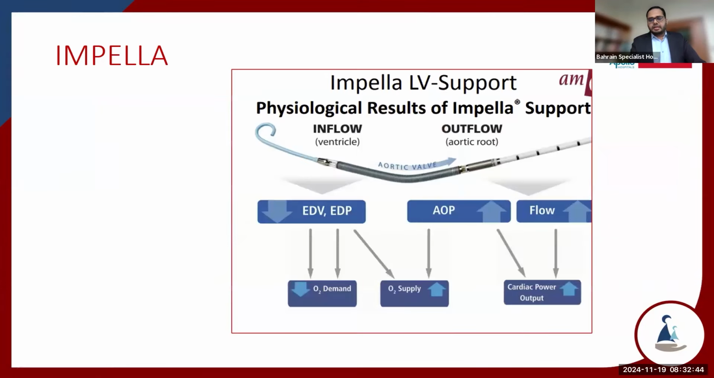Now, the physiological impact of the Impella is because of unloading the left ventricle, so it decreases the end diastolic volume of the left ventricle, it decreases the end diastolic pressure. And by doing this, it decreases the oxygen demand on the ventricles. It increases the aortic pressure, it increases the flow, and thereby it increases the cardiac output.